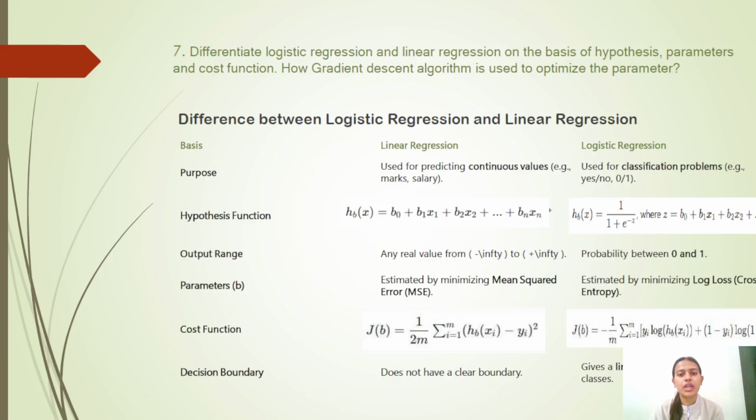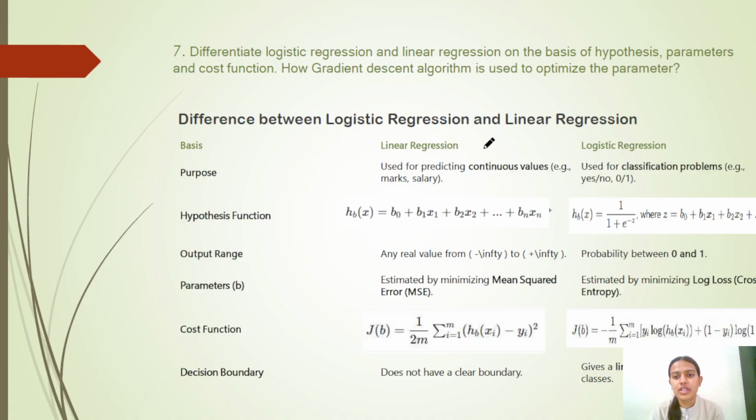Hello everyone. In this video, we will continue our solution for assignment questions of data science. We will start with question number 7. Differentiate logistic regression and linear regression on the basis of hypothesis, parameters and cost function. How gradient descent algorithm is used to optimize the parameter.